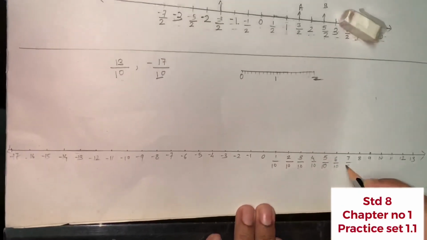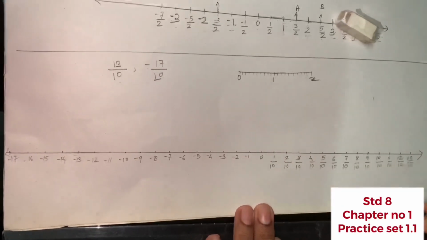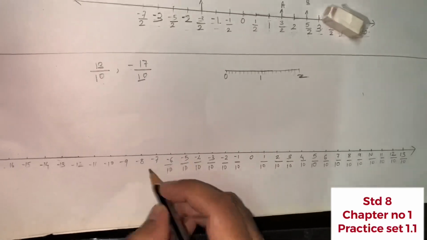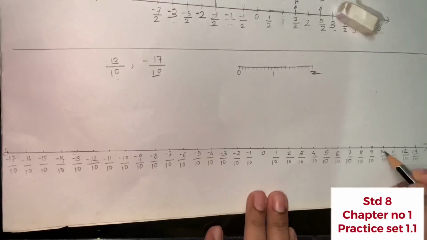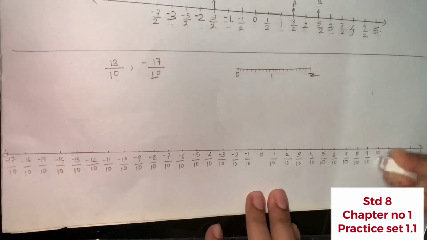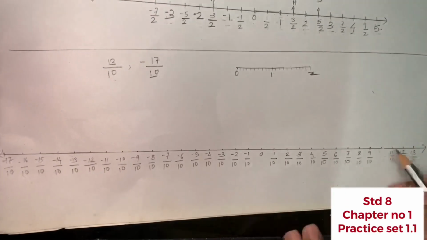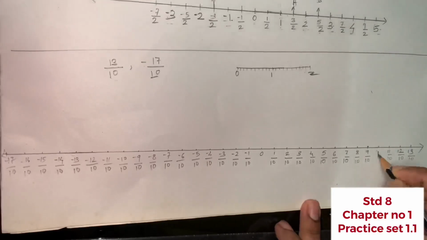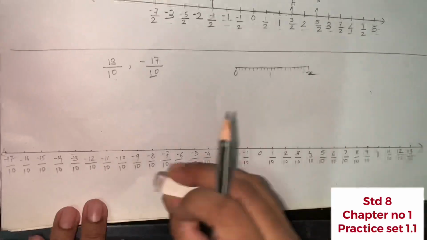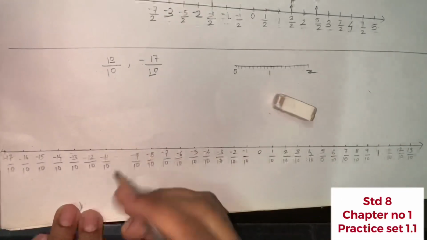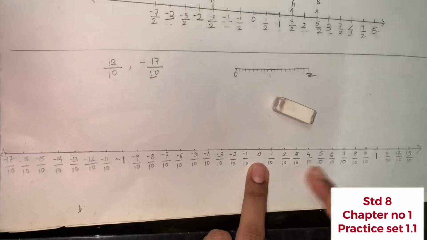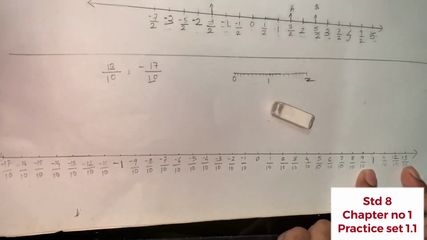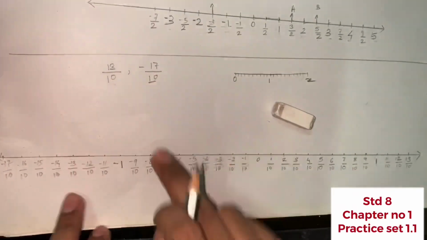Now I'll put all the denominators as 10. So 1 upon 10, 2 upon 10 and so on for all the numbers. Now you can see 10 upon 10 can be written as 1. So here I am writing it as 1. So I have 0 to 1 and there are 10 parts in it. Similarly minus 10 upon 10 I can write as minus 1. So from 0 to minus 1 there are 10 parts in it. So I have drawn 10 parts from 0 to 1 and 0 to minus 1.